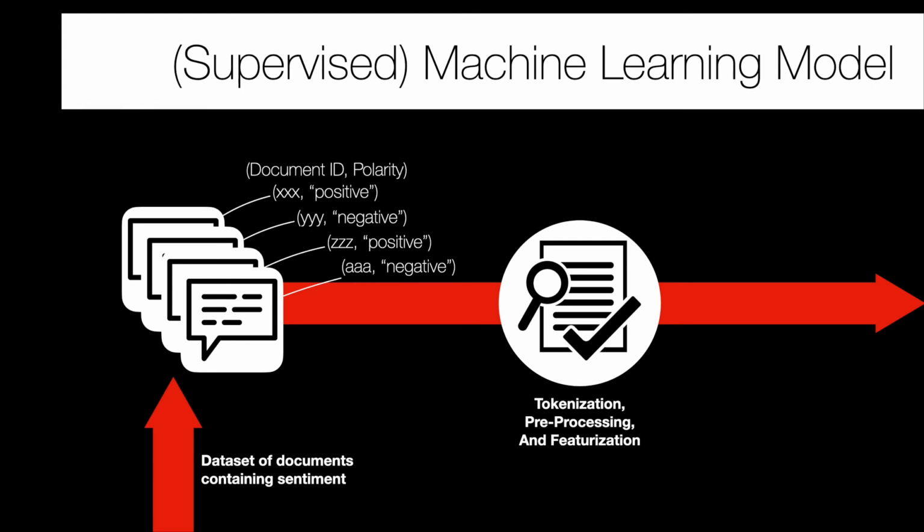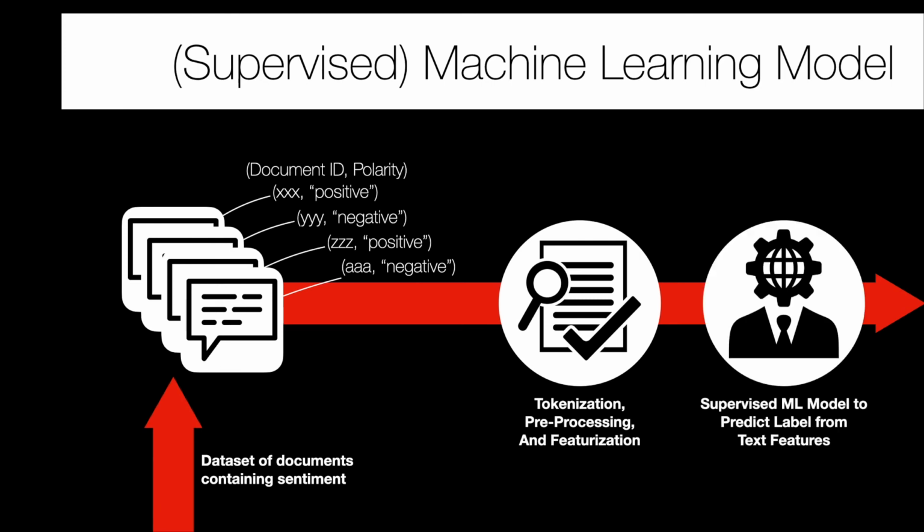Maybe this is removing long runs, or removing words that we've never seen before, or removing nouns, because nouns maybe don't have a particular signal for polarity. And we generate features from these documents, and then we apply some sort of supervised machine learning model that learns what the signal is in these documents and their labels, and then we can predict for a new document some polarity score or sentiment label.